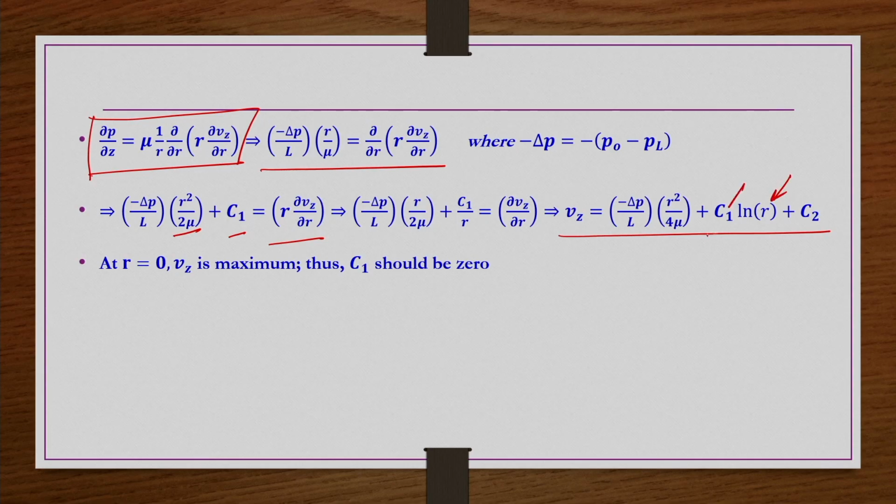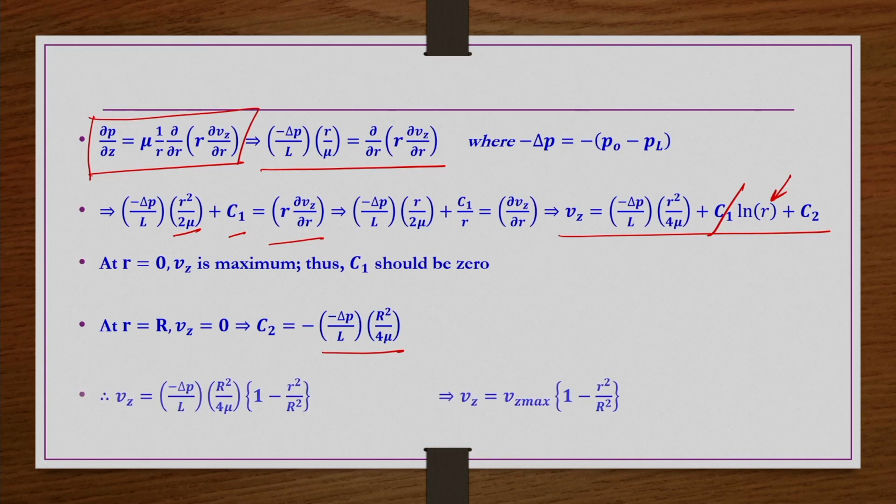So, this constant C1 has to be 0, and then at r equals capital R, Vz is equal to 0. Then C2 you will get as minus of minus delta P by L capital R square by 4 mu. Substituting this C2 here, with C1 being 0 anyway, and taking minus delta P by L R square by 4 mu common, you get 1 minus small r square by capital R square. That is the velocity profile, which has the parabolic nature for a Newtonian fluid.